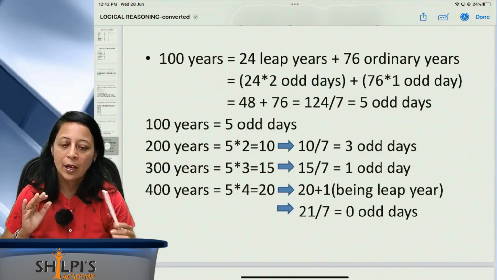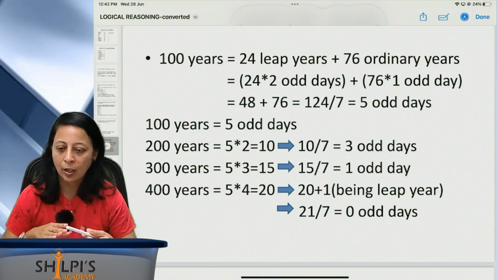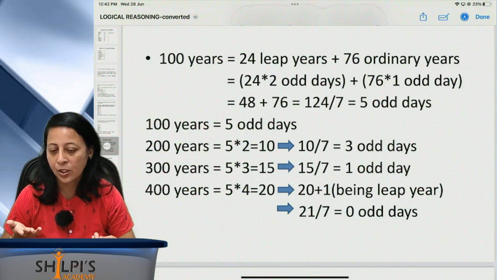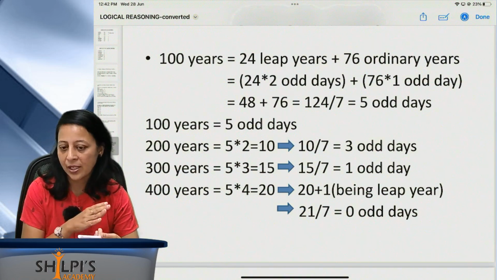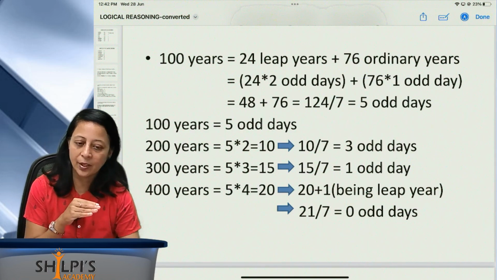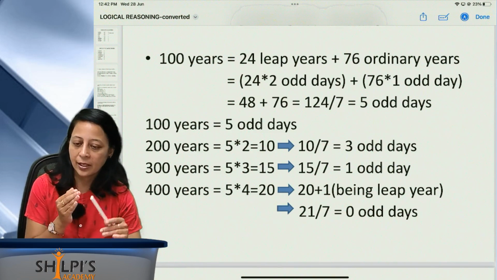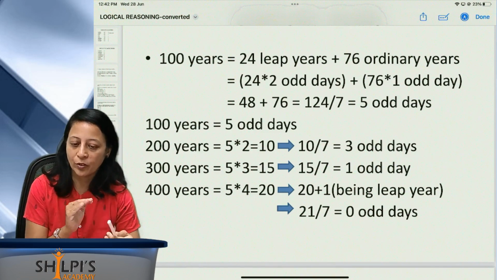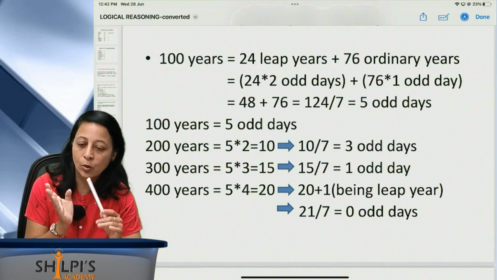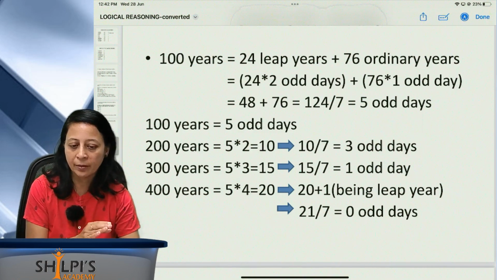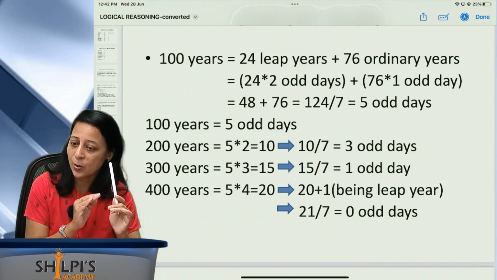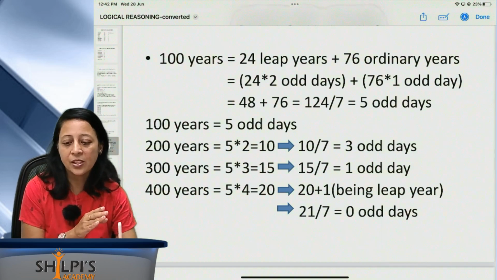Now, as per the calculation, 100 years means 5 odd days. If it is 200 years, it's doubling, right? So 5 into 2 is 10. Again 10 is crossing 7, so divide by 7, you will get 3 odd days. 300 years means triple, so 5 into 3 is 15. Divide by 7, so 1 odd day. 400 years, so 4 times, 5 into 4 is 20. 20 becomes a leap year, so it becomes 21 days, divided by 7, 0 odd days.